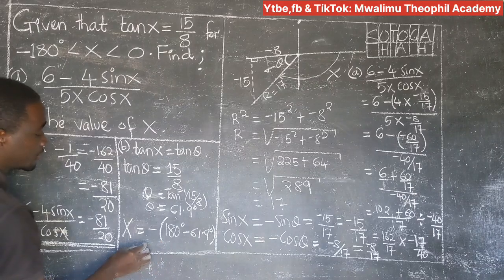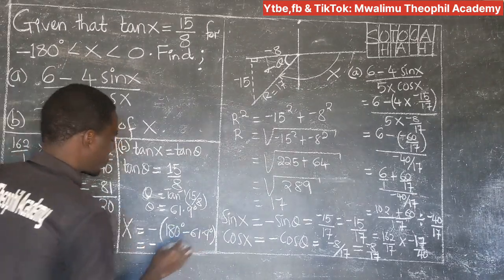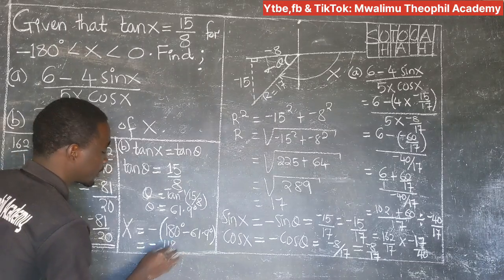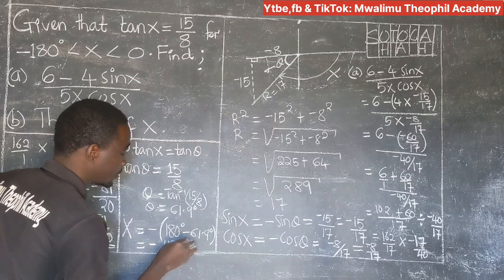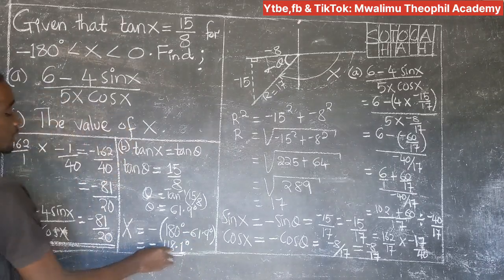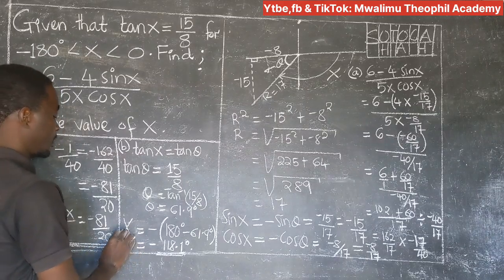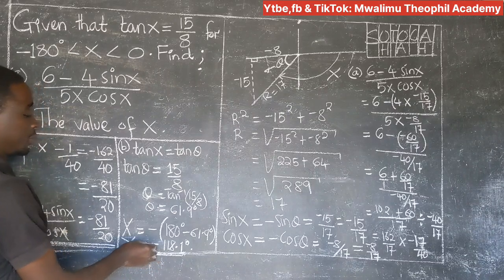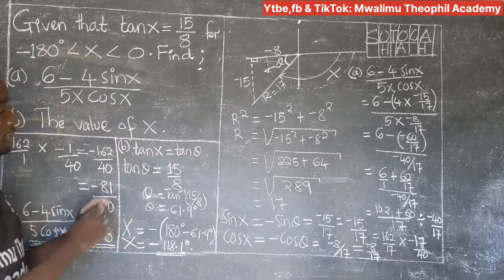Now, when we subtract this one, we're going to get negative 118.1 degrees. So this is the value of angle x. Angle x will be equal to negative 118.1 degrees. This is what I've prepared for you in this session.